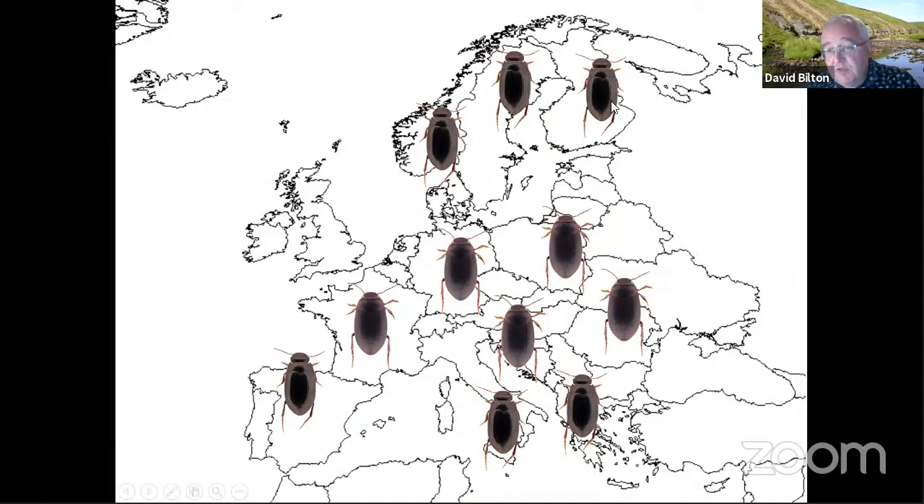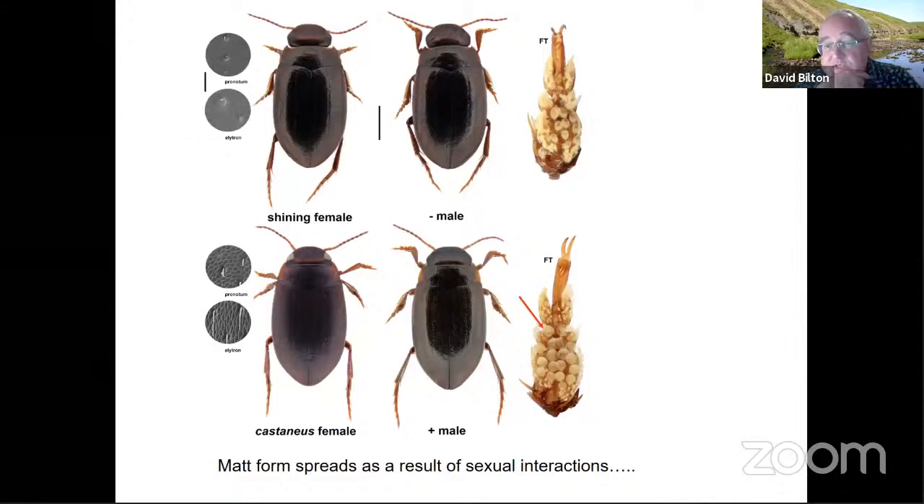And if we look within the British Isles, where there's this transition zone, we look at the populations either side and look at their thermal biology in a similar way to what I talked about with Deronectes. There's virtually no difference between them. Certainly not the kind of difference which you'd expect to drive some kind of expansion of one form versus the other. So we think it's down instead to this interaction between the sexes.